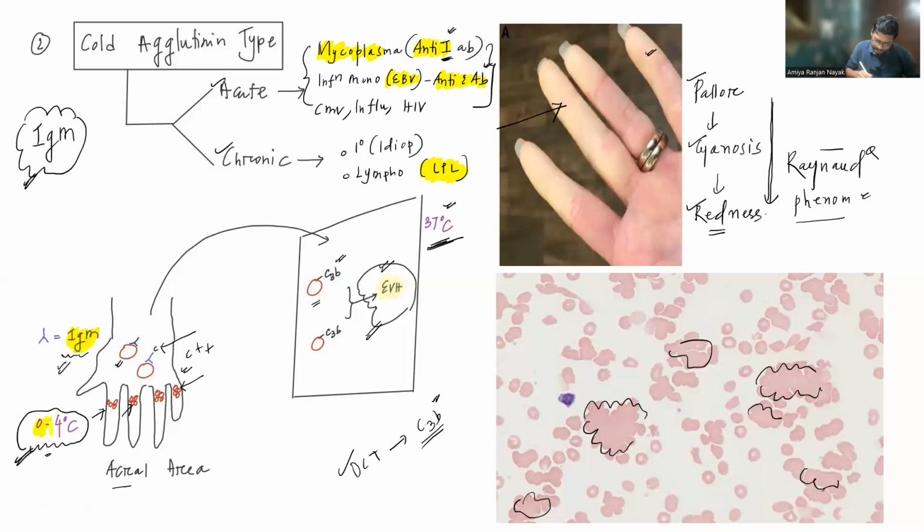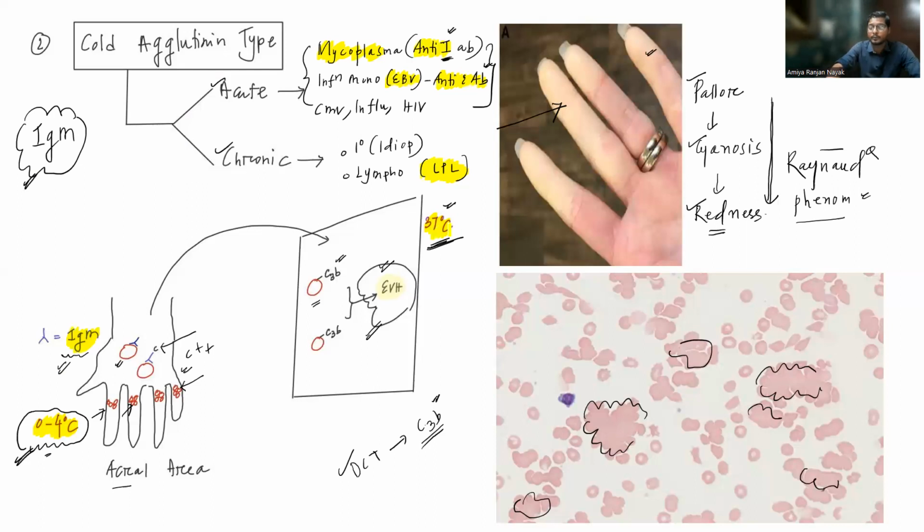They will bind to the surface of the RBCs at 0 to 4 degrees centigrade. They will be dissociated at 37 degrees centigrade. However, the complement protein C3b will remain. That will cause extravascular hemolysis. And if you do direct Coombs test, you are going to get C3b over the surface of the RBCs. These patients will classically present with Raynaud phenomenon. And if you do peripheral smear, you are going to see agglutinins in the peripheral smear.